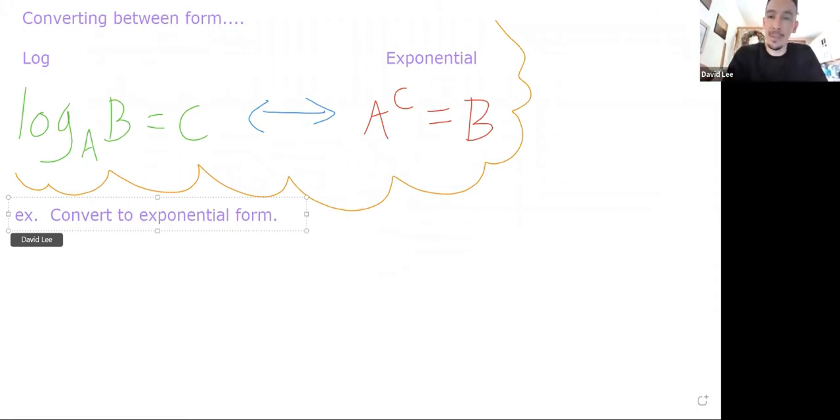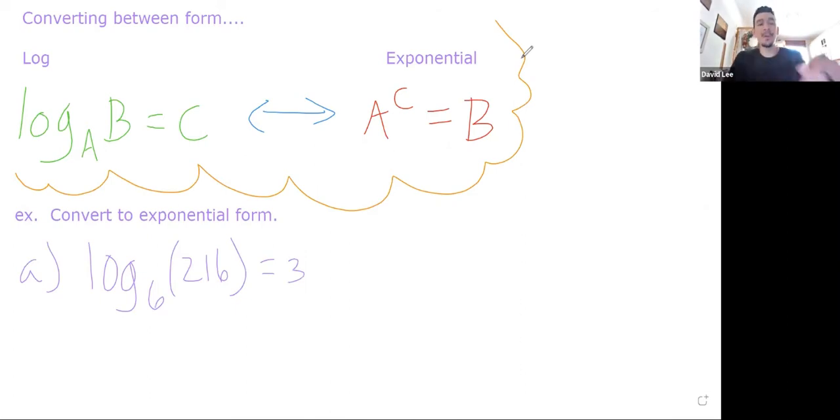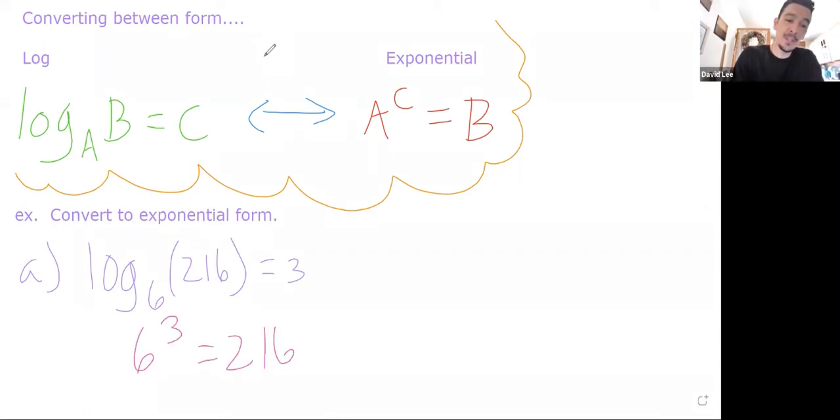Right, this is just a little bonus video. So for instance, for the first one, let's say you have log base 6 of 216 equals 3. This is a true statement. So what would this look like if you were to write this into exponential form? We'll apply what you see up here in this bubble. I'm trying to go from here to here. Doing so, it would be 6 to the power of 3 equals 216. Done.